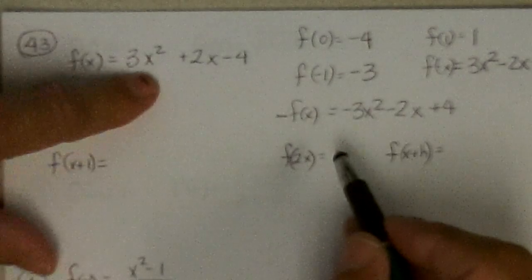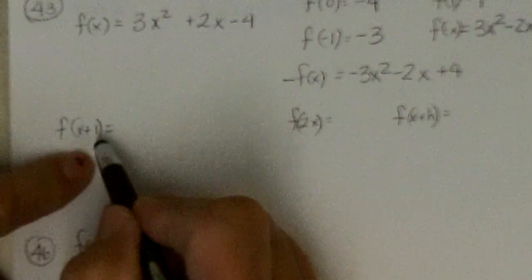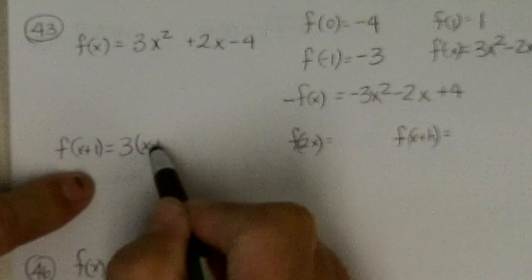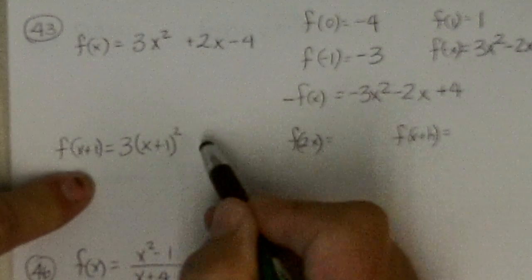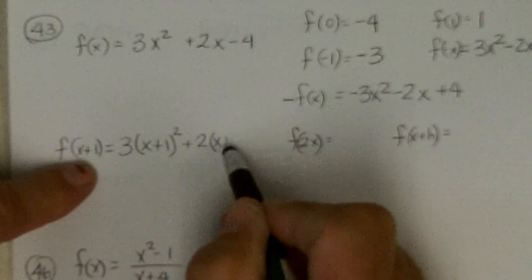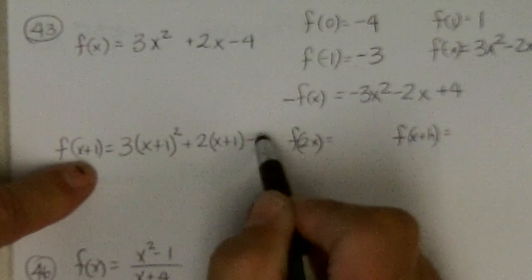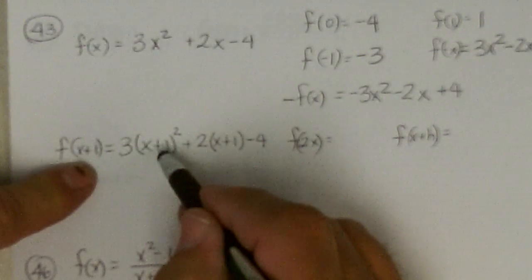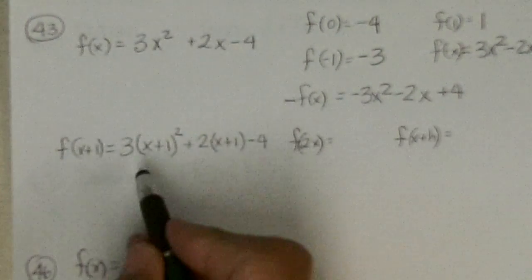What do I get if I put in x plus 1? So I have 3 parenthesis x plus 1 squared plus 2, x is now replaced with x plus 1, minus 4. The x in the x squared was replaced with x plus 1. We can multiply this out.